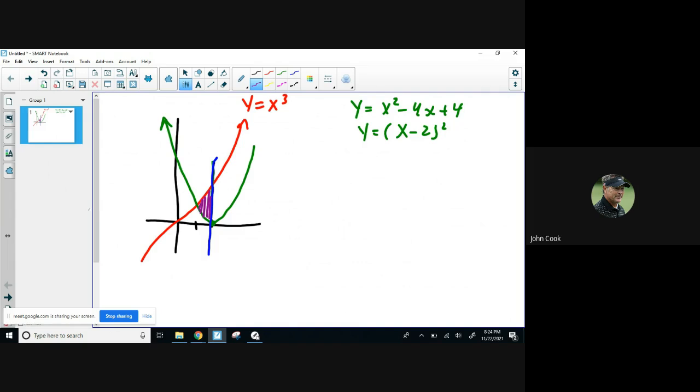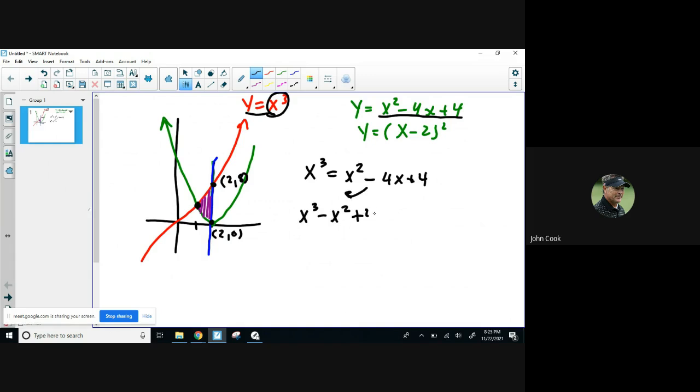It's helpful to know all the intersection points, know where they're located. Like this coordinate's at (2, 0). That one's going to be at (2, 8) because it has to pass through this equation. And this one I'm not too sure about. What I would do is take the two equations and set them equal to each other and solve for x. So x to the third equals x squared minus 4x plus 4. Then I'd move all that to one side: x to the third minus x squared plus 4x minus 4 equals 0.